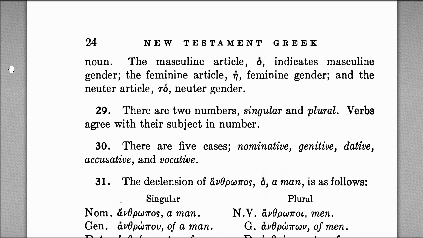Paragraph 29. There are two numbers, singular and plural. Verbs agree with their subject in number. There are five cases: nominative, genitive, dative, accusative, and vocative.